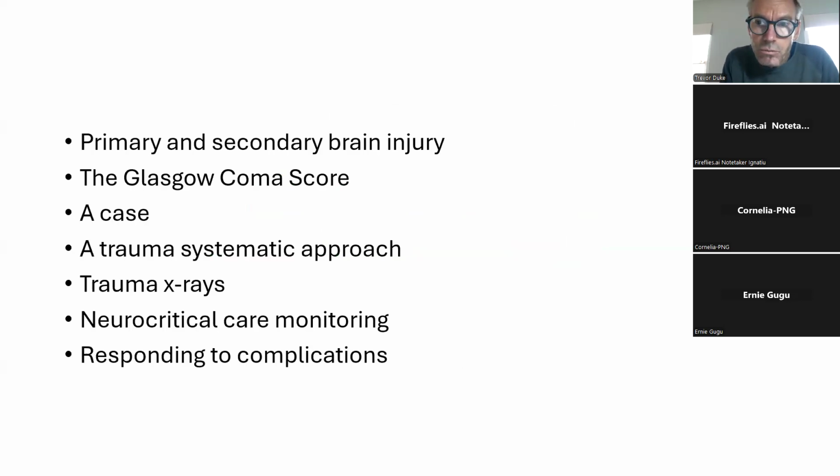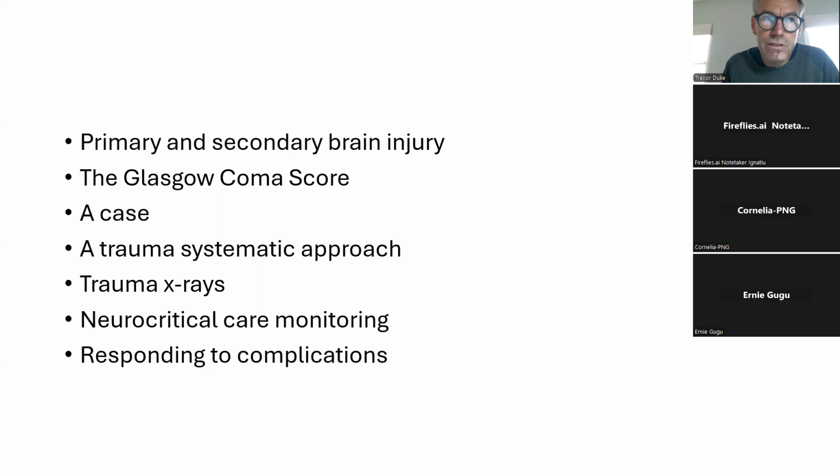Firstly, this is what we'll talk about today. I want you to understand by the end of it the concept of both primary and secondary brain injury. And the two things are different. We can't do too much about the primary brain injury. That happens at the scene of the accident, but we can do something about the prevention of secondary brain injury, and that's really our job, to try to prevent secondary brain injury.